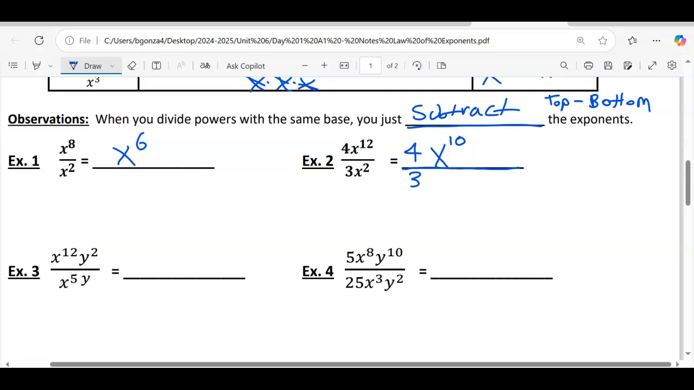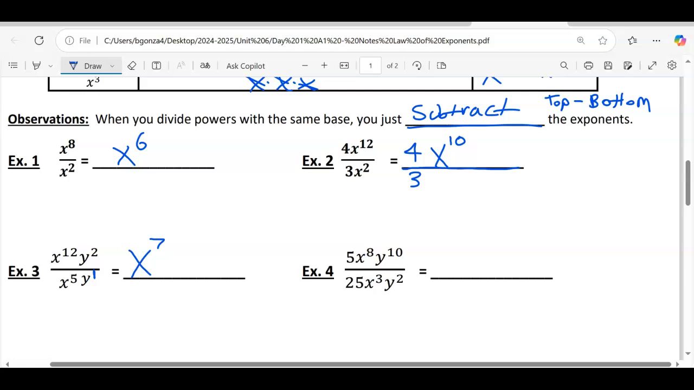So far, so good. What about example 3? So the same base, x and x, subtract the exponents. 12 minus 5 gives you 7. And then the y's, now check it out, y squared and y with no exponent. If there is no exponent, do we remember that that means 1 power, right? 1 power, if there's no exponent. The one thing you don't want to think of, it's not 0 power. It's a 1 power if there's nothing there. So go ahead and write it if it helps you. There's a little 1 here.